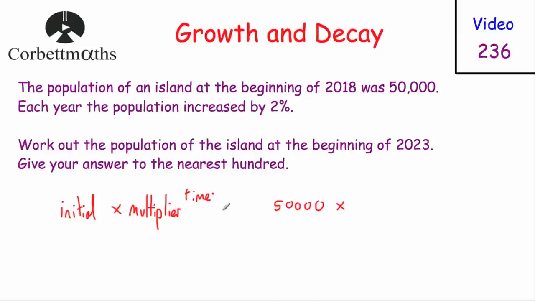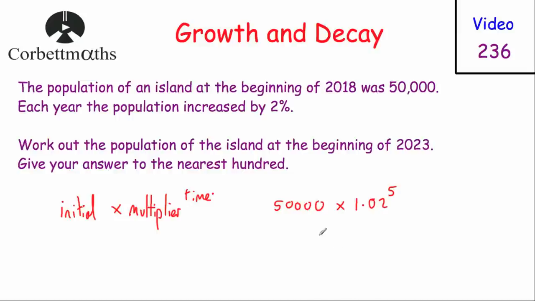And then we're going to multiply that by the multiplier. Well, it's a 2% increase. So as a multiplier that will be 1.02, because you're increasing by 2%. You're going from 100% to 102%. And to the power of time. Well, between 2018 and 2023, that's 5 years, and it's increasing at 2% per year. So we've got 5 years, so it's going to be to the power of 5. So we're going to work out 50,000 multiplied by 1.02 to the power of 5.